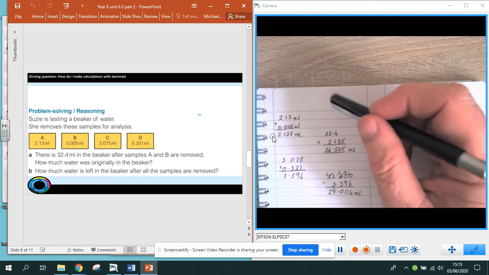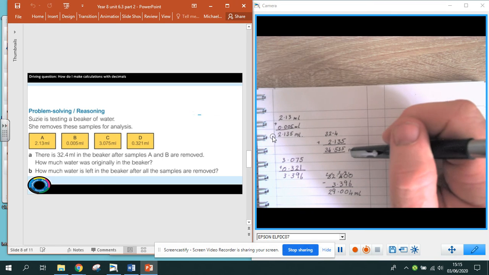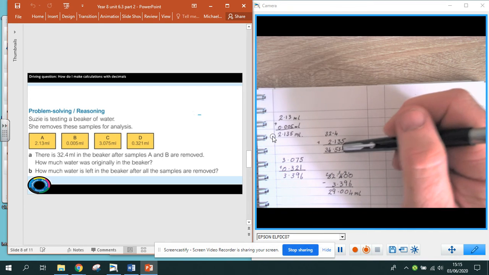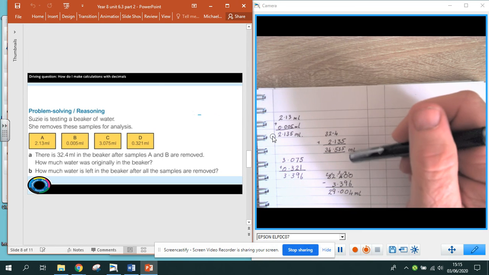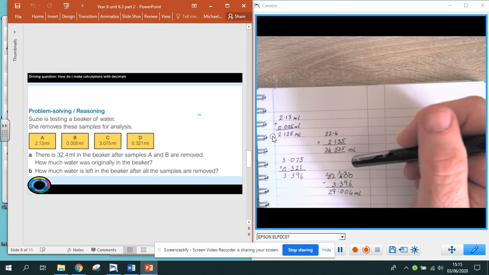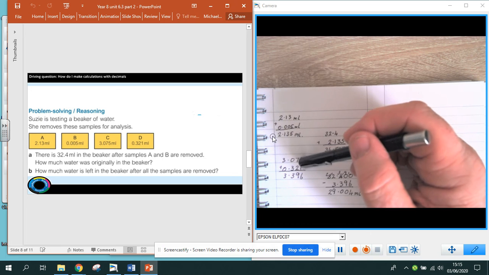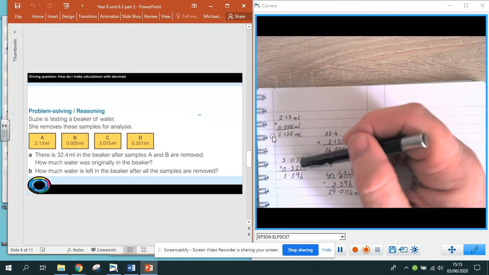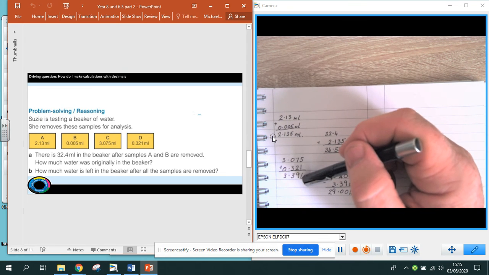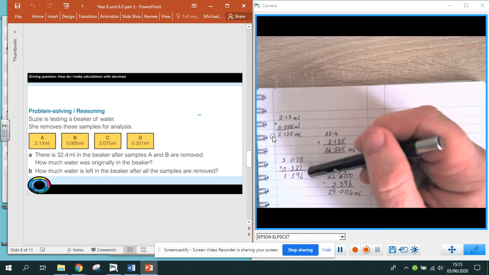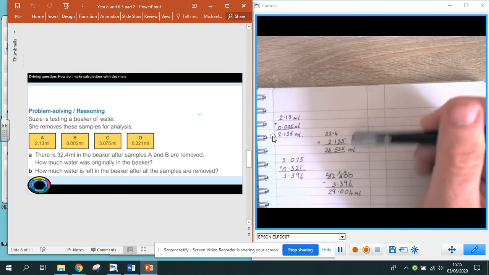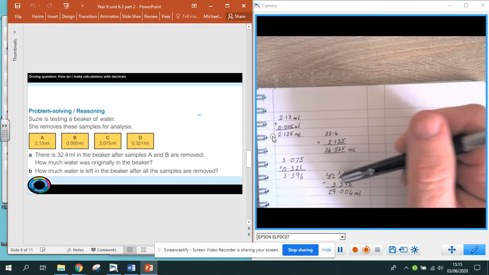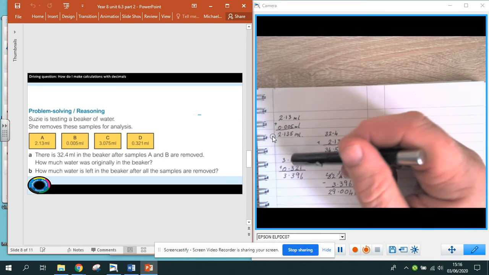Now, I could have used that number to calculate by adding them all together, which is a perfectly sensible thing to do. You could have added all four together and taken it away from this total. That would have got the same answer. What I did was I just worked out C and D. I added C to D, got 3.396 millilitres, and took that away from the 32.4 that was left after A and B had been removed. I knew A and B had gone, so all I was left with was C and D.